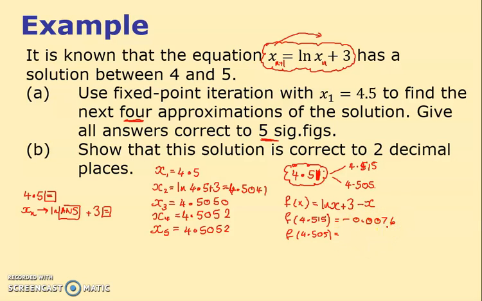I'm hoping, therefore, I get a positive on the other one. So 4.505, what do I have to do? I have to log that, natural log of that, close bracket, add 3, minus that number I just had. And this is positive, so 0.00019. So we've got a change of sign. It did happen, and therefore the root is in between those two values.